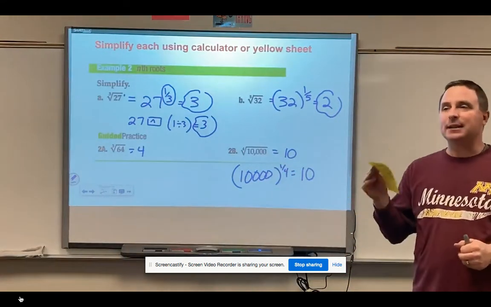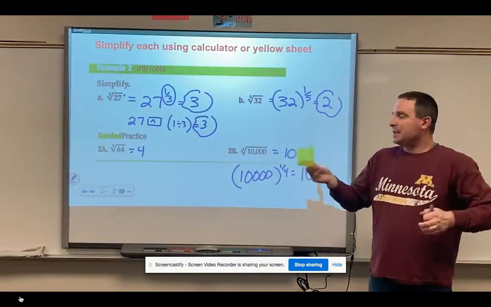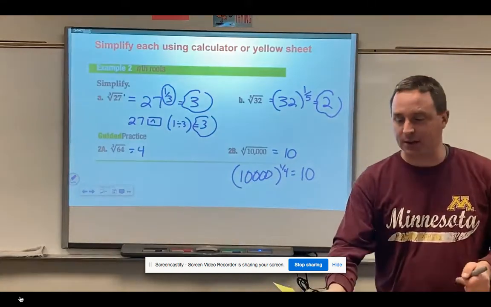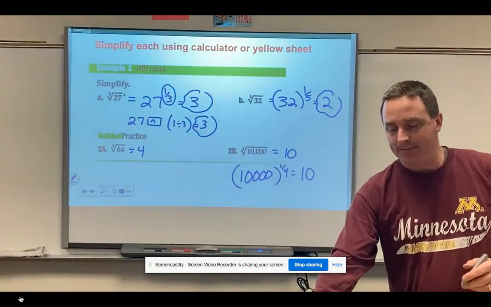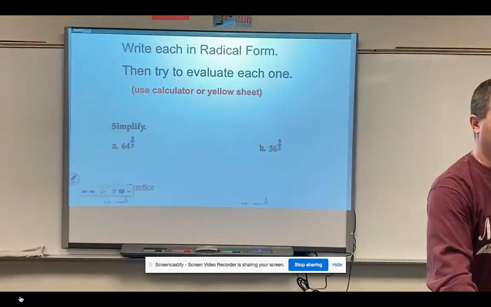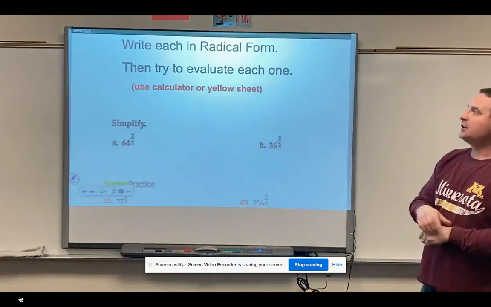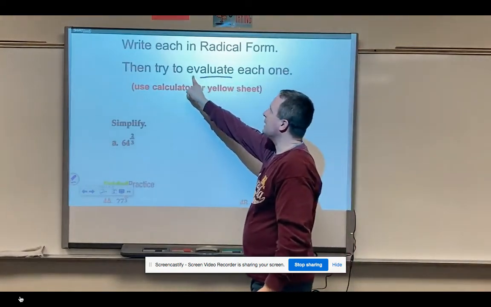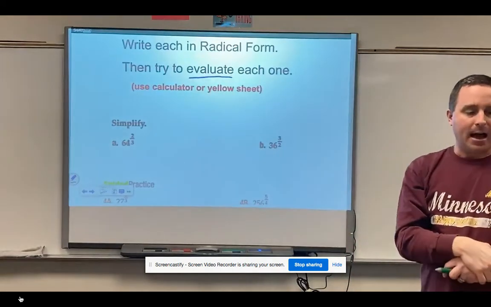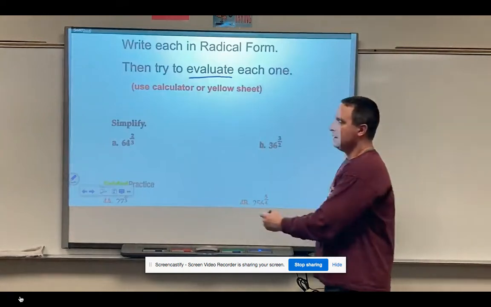Okay, we'll see here in a minute. Sometimes, personally, I think it's going to be a little bit faster to use this sheet to evaluate some roots and radicals. But you can always certainly use your calculator. All right, let's move on. Let's tie some of this stuff together here. It says rewrite each in radical form. And then ultimately what we're going to try to do is evaluate each of the following.